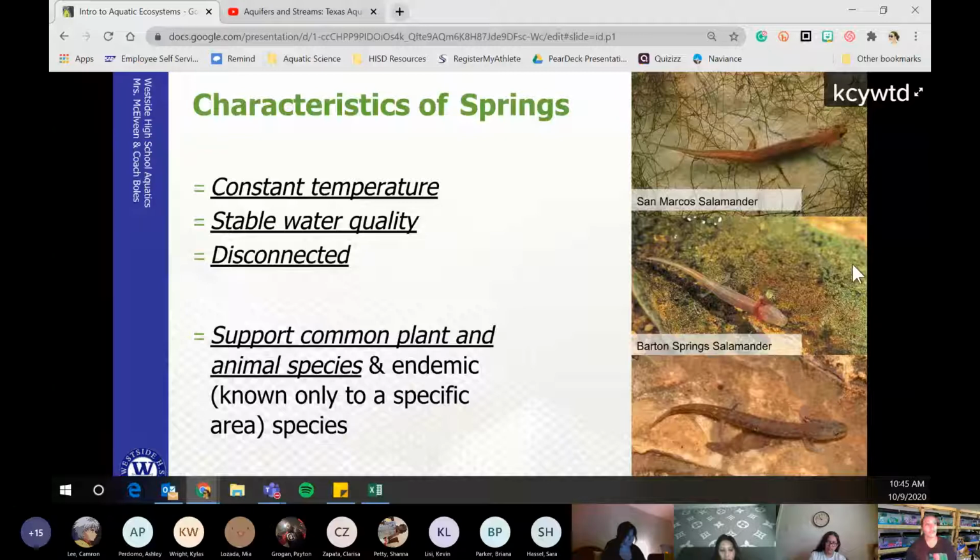We have pictures of these salamanders off to the right. It looks like they're just living their salamander life. They're actually underwater. And so you can't even see the water because the water is so clear and so pretty. That's how it shows how it has good water quality here. Like I said, it supports a lot of common plant and animal species.